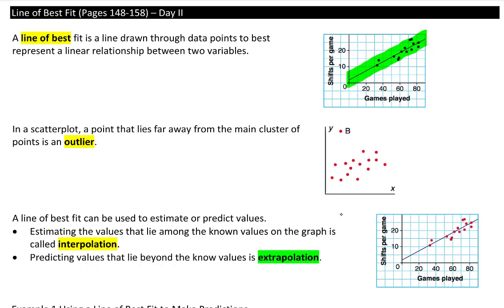Also, in a scatter plot, a point that lies far away from the main cluster of points is called an outlier. So we can see the cluster of points here, and there's this point that sits outside the main cluster of points. So that would be an outlier. And outliers will make a difference when trying to determine your line of best fit, and then will affect your predictions or estimates.